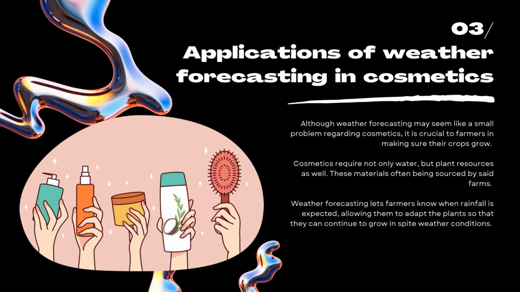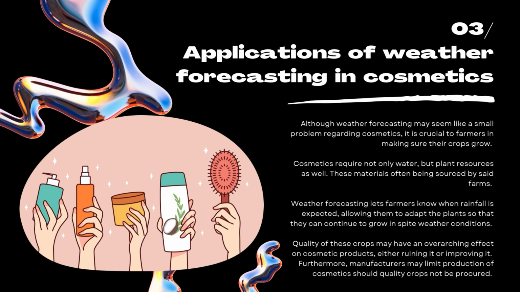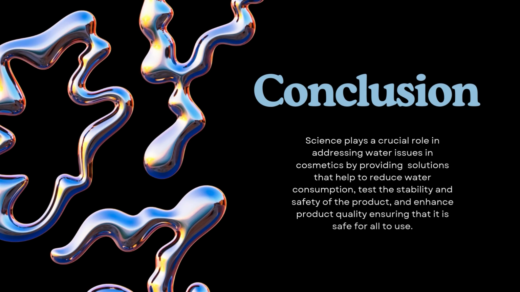The Australian Bureau of Meteorology further uses remote sensing technology to aid farmers by showcasing forecasts for temperature, frost, humidity, and so on to help farmers prepare for weather that may end up affecting crops. The quality of these crops may have an overarching effect on cosmetic products, either ruining them or improving them. Furthermore, manufacturers may limit production of cosmetics should the product be ruined by poor quality material.